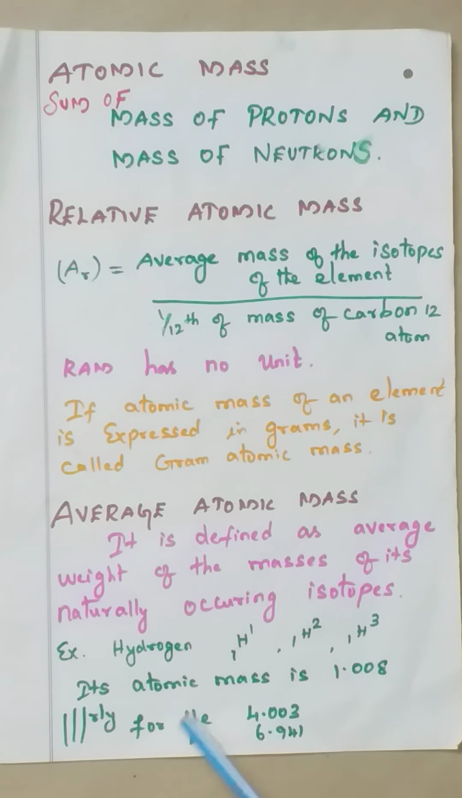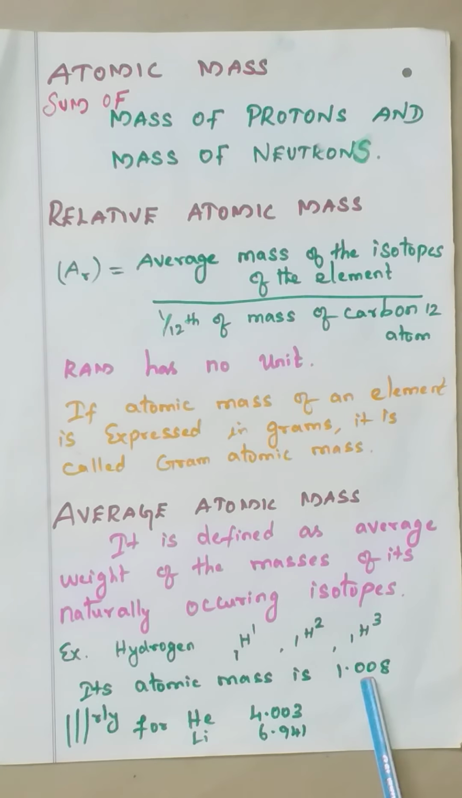Example given here, this may come as a one word question. The atomic mass of hydrogen is 1.008, but shortly we say that the atomic mass of hydrogen is 1. Similarly, for helium we say only 4. For lithium it is 6.9, but shortly we say lithium 7 and helium 4.